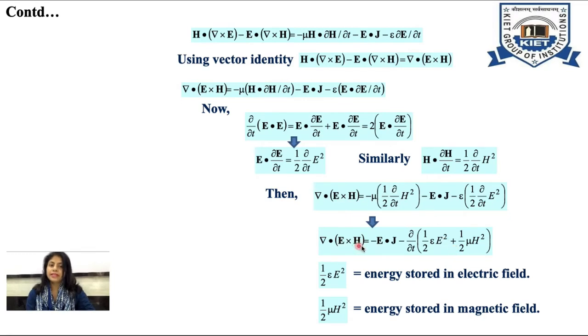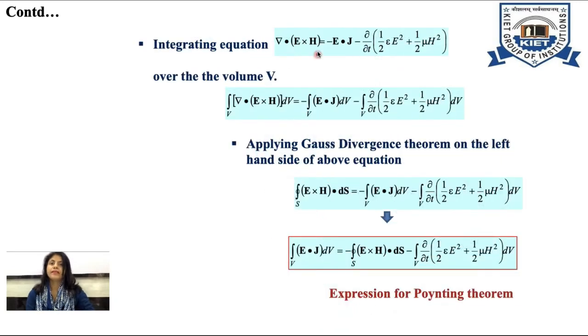Del dot E cross H is equal to minus E dot J minus del by del T of half epsilon E square plus half mu H square, where half epsilon E square is the energy stored in the electric field and half mu H square is the energy stored in the magnetic field. Then integrating this equation.